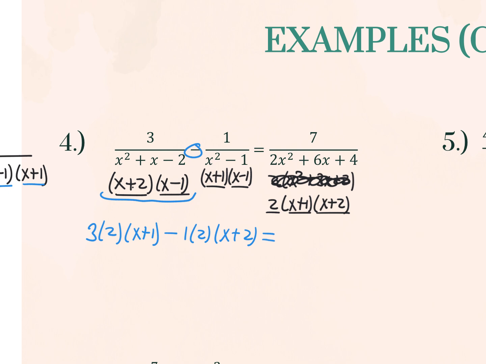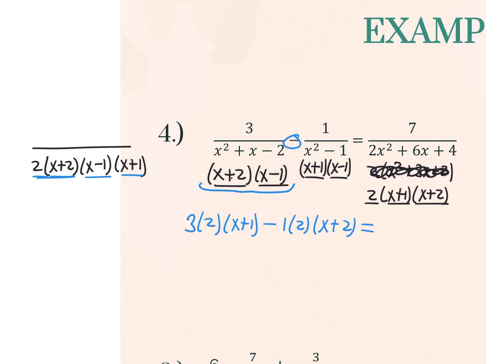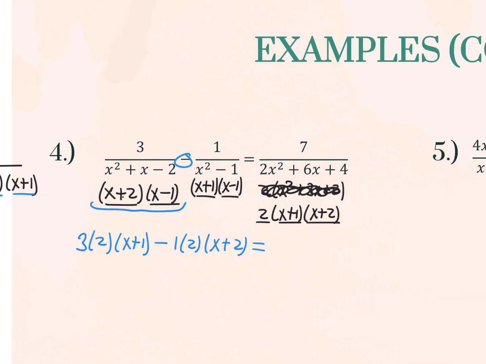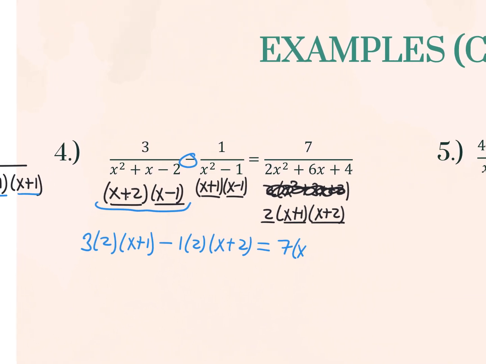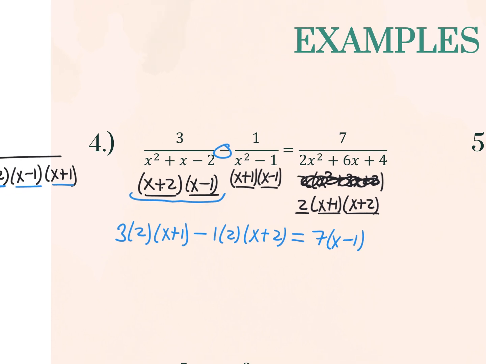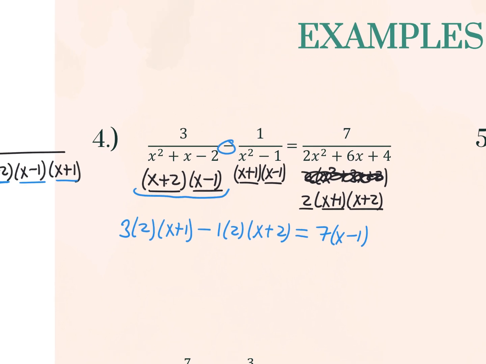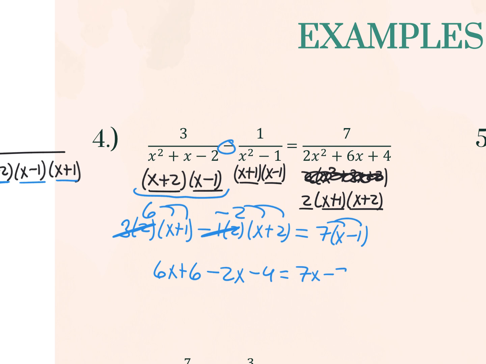Over here, I have the 2, the x plus 1, and the x plus 2, but the only thing we're missing is the x minus 1. So this is going to equal 7 times x minus 1. All right, and then we can just simplify this as much as we can, right? So 3 times 2 is going to get you 6, and then I can distribute 6 to each of these in the parentheses, so that's going to leave me with the 6x plus 6. All right, minus 1 times 2 is going to get me a negative 2. And then I can distribute negative 2 over here, and that's going to get me a minus 2x minus 4. Equals, and then over here I can distribute 7. That's going to get me a 7x minus 7.